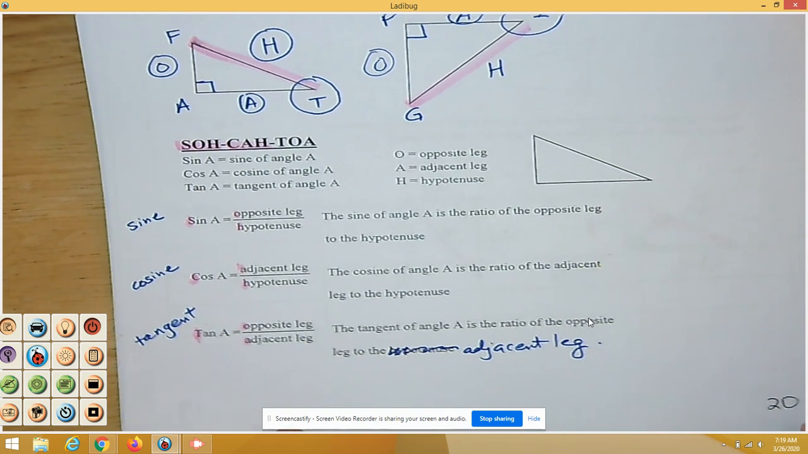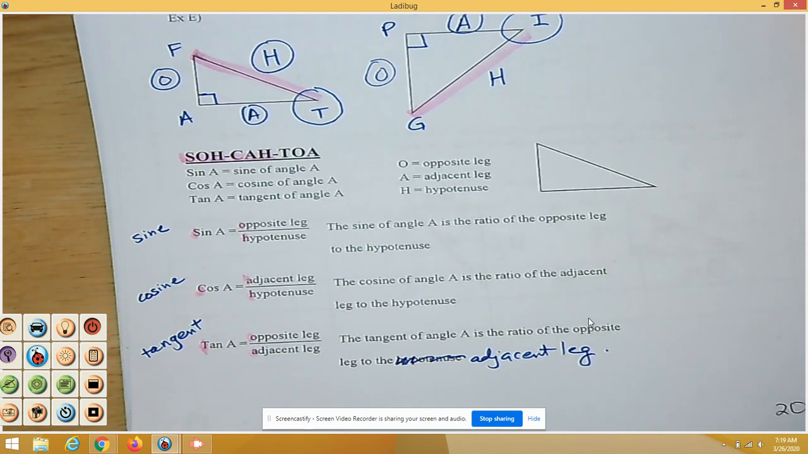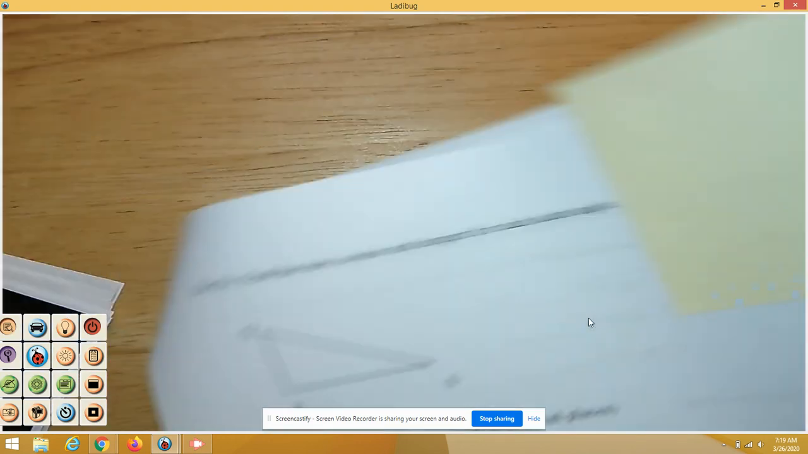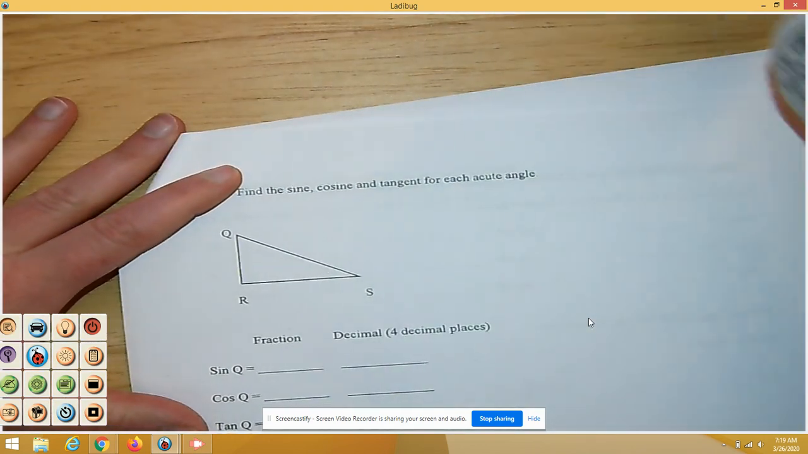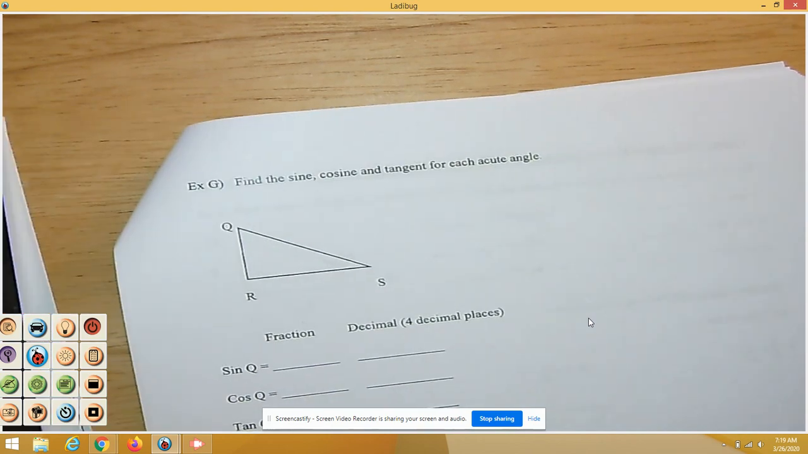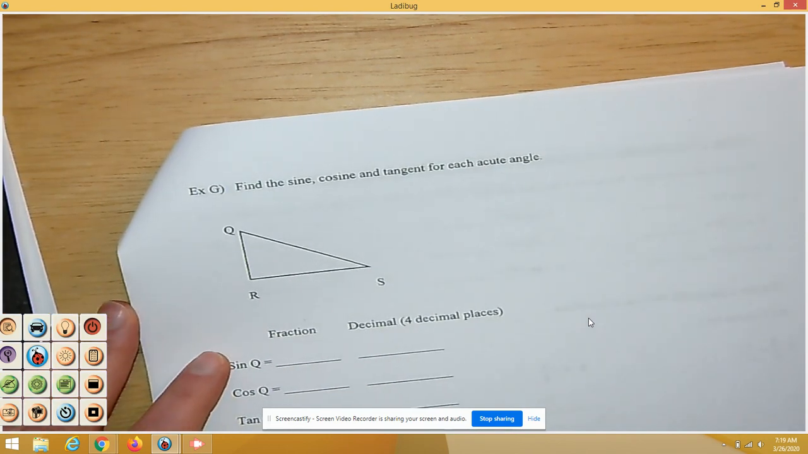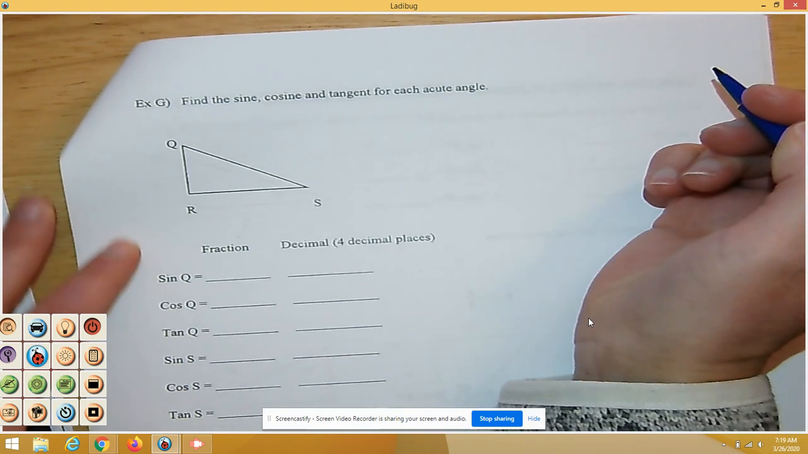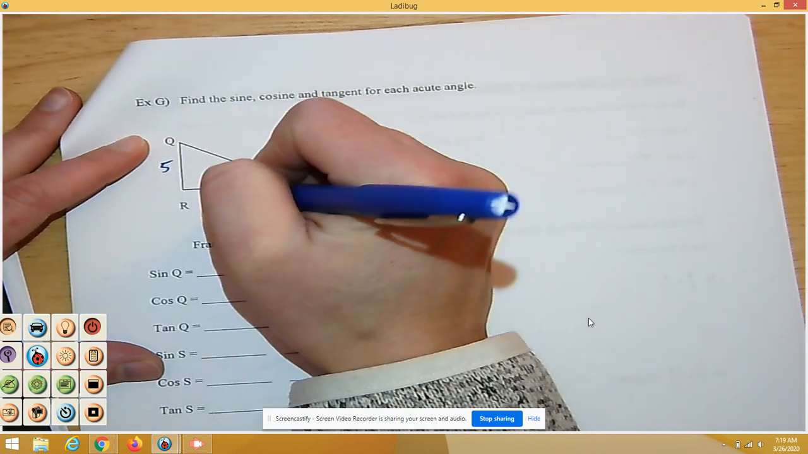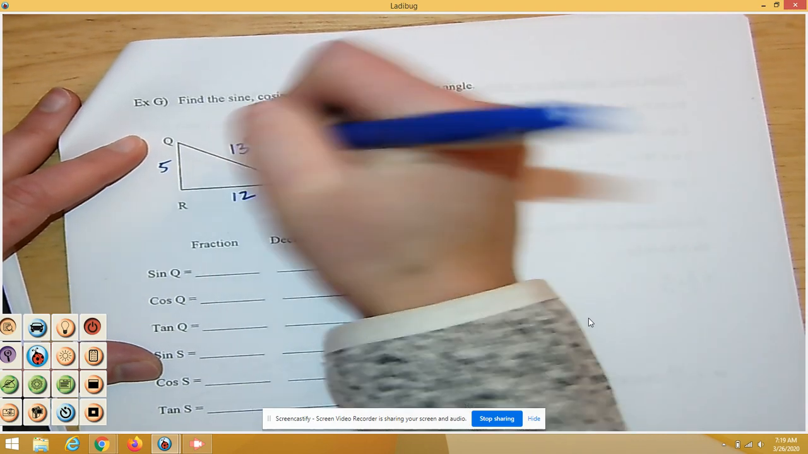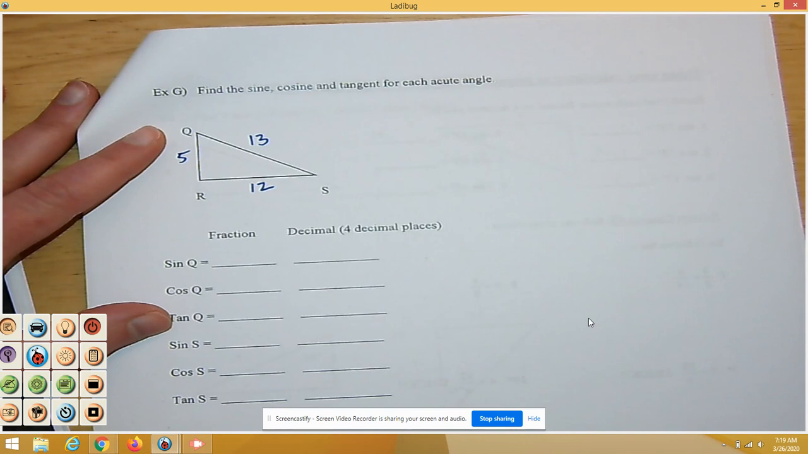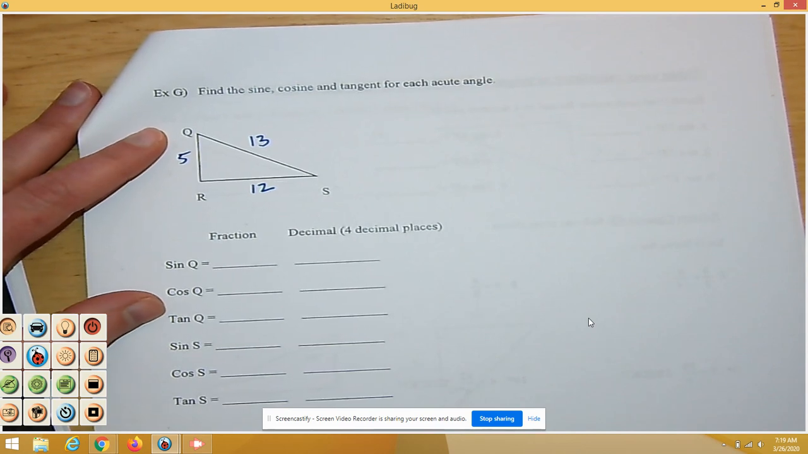All right, so now that we know that, we're going to flip over to page 21 and we're going to start using our calculator. Okay, so we're going to find the sine, the cosine, and the tangent for each acute angle. And right now there's no labels here, so I'm going to put a 5, a 12, and a 13. So that's one of our special right triangles, if you remember that. It's like a 3, 4, 5, but it's a 5, 12, 13.